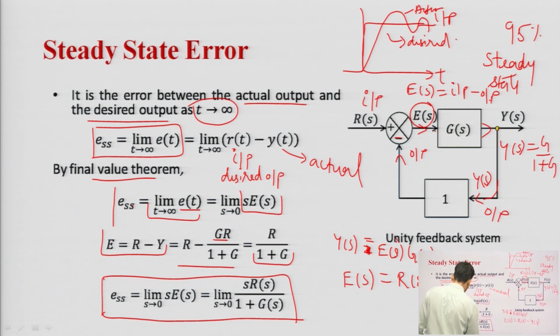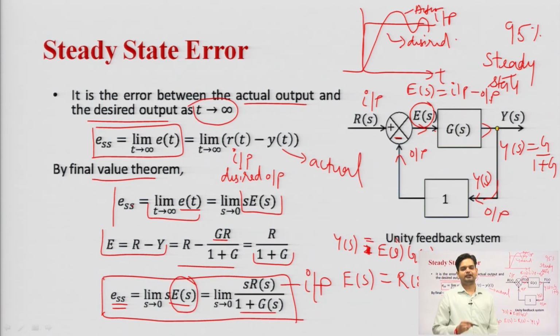Limit s tends to 0 of s E(s) is equal to limit s tends to 0 of s times R(s) over 1 plus G(s). Okay. This simple calculation you can try yourself, where R(s) is basically the input in the S domain, and this E_ss will give you the steady state error. You can see this is E(s), the error in the S domain. Okay. So, here we can vary the value of R(s). We will assume R(s) is impulse, step, parabolic and ramp, and then we would like to see what the steady state error would be.